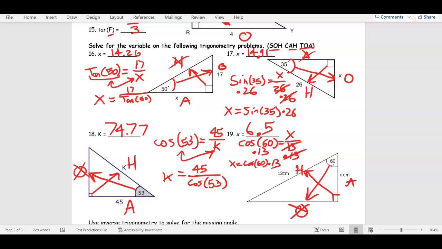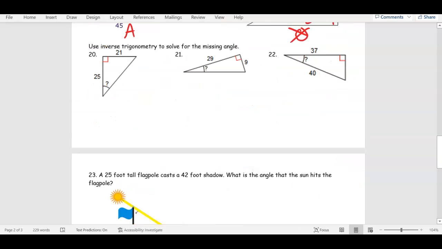There you go. So there's 4 trig problems, how you set them up. If you look at it again, number 16 and 18, that's when you switch with the variables on the bottom. 17 and 19 is when x is on top. You got to multiply.